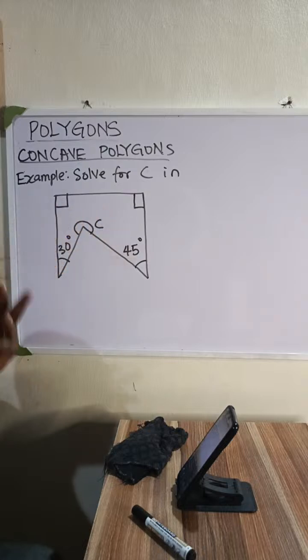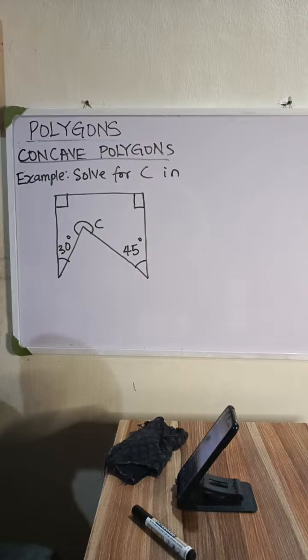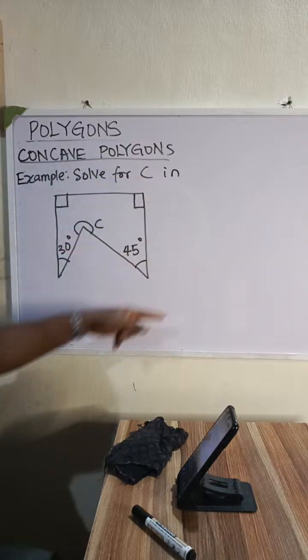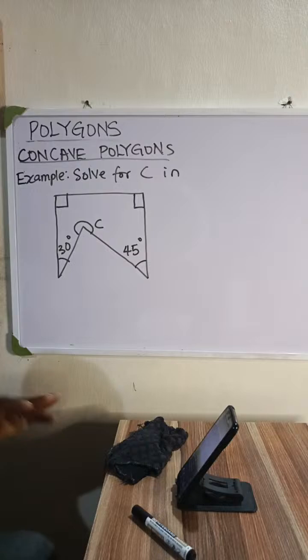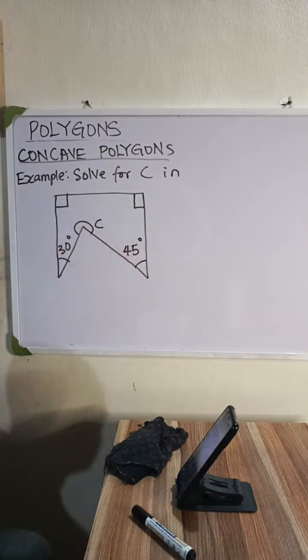Remember, we have now gone back to interior angles of a polygon. So you cannot just say that the sum of angles in this polygon is 360. We did that when we were working with exterior angles. So now that we are working with interior angles, we need to first know what type of polygon this is. How many angles? 1, 2, 3, 4, 5. Since it is a 5-sided polygon, it is a pentagon.